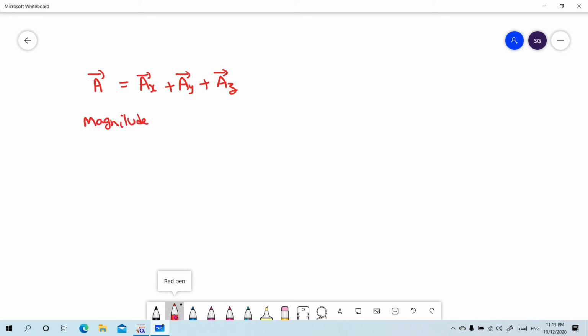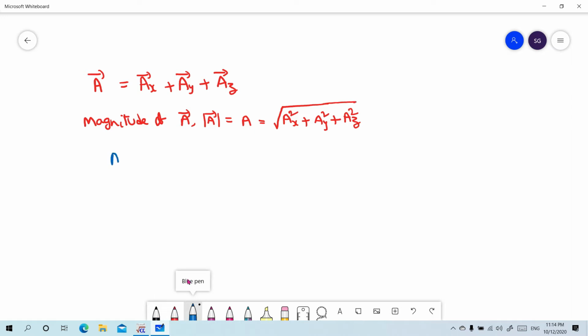So the magnitude of the given vector a bar, which can be written as modulus of a bar, is equal to a, that equals root of ax square plus ay square plus az square. A is equal to root of ax square plus ay square plus az square.